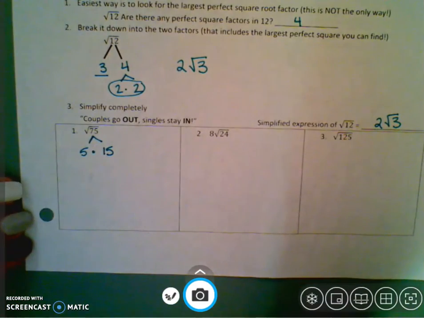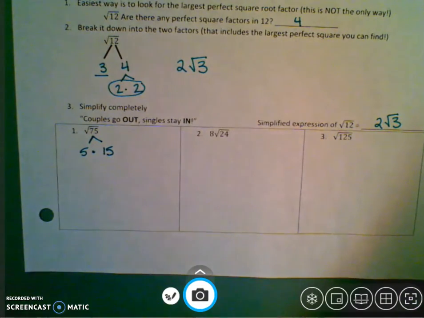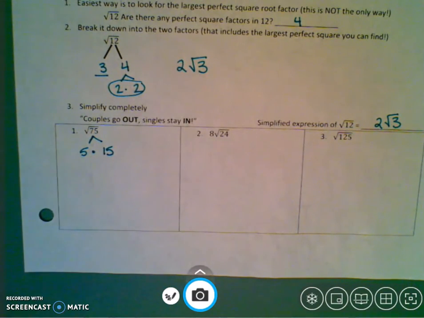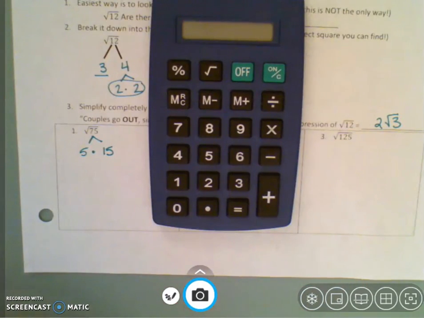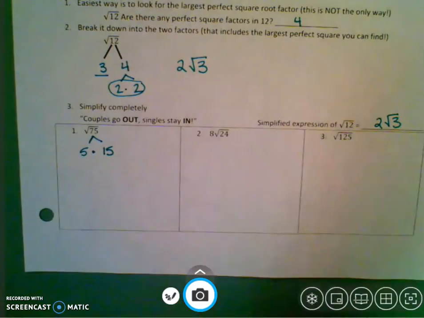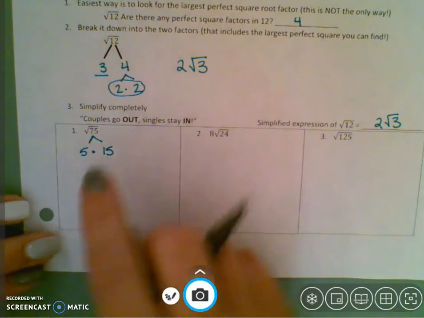This whole section is no calculator, unless you have one of the little simple four-function calculators that you can get from Dollar Tree. They look like this. So you're allowed to use one of these for this section, but that's it. That's just to help you make your factor tree if you're not good with your multiples.